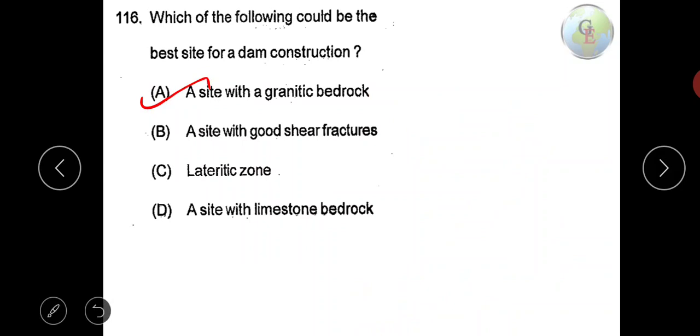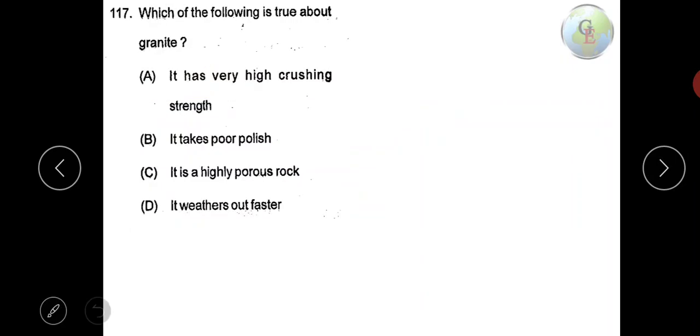And when a shear fracture is there, it may tend to cause failure of the dam. And lateritic rock, as we know, is formed due to leaching and other weathering; this weathered type of rock is known as lateritic rock. It doesn't have that much strength, and limestone generally reacts with water and weathers away very easily. So the answer here will be the site of granitic rock.